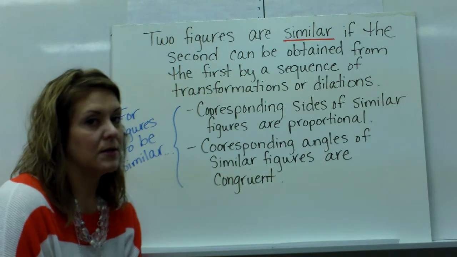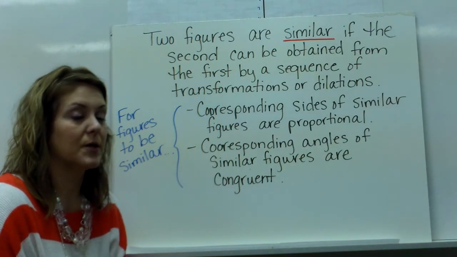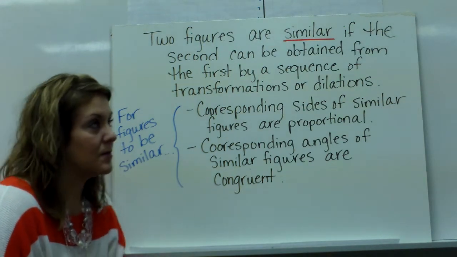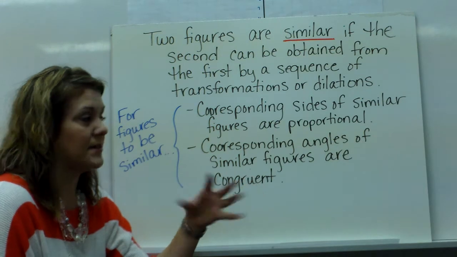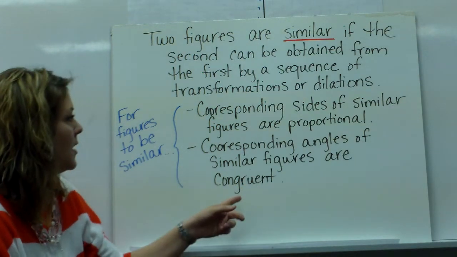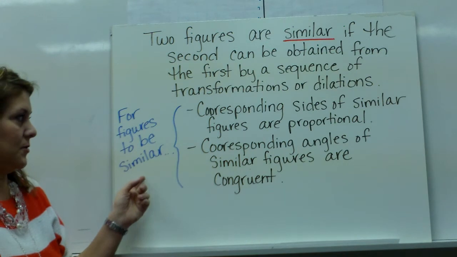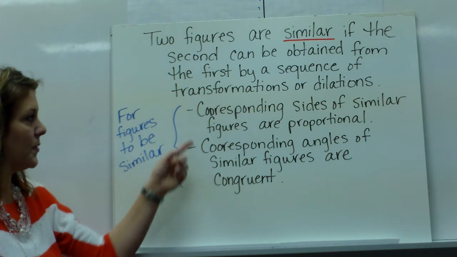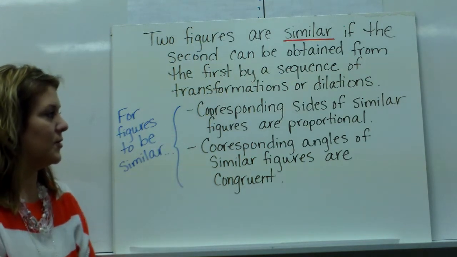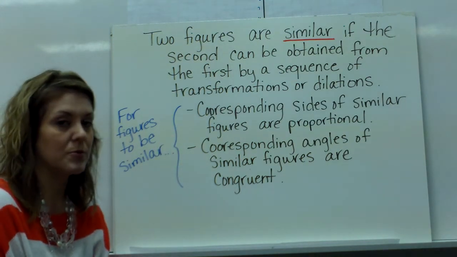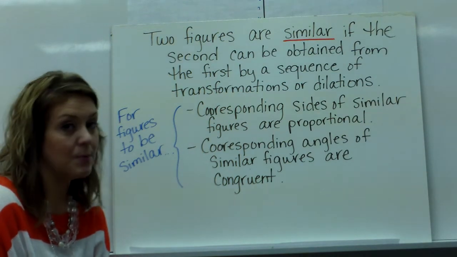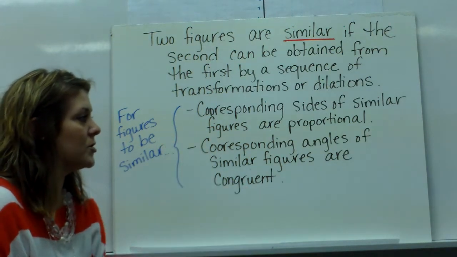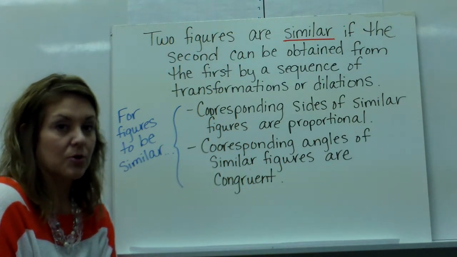Dilations do not necessarily give you a congruent figure, because a dilation will make your figure either larger, an enlargement, or a reduction. In what we're going to look at today, dilations do give you similar figures though. For figures to be similar, these two specific things need to occur. Corresponding sides of similar figures need to be proportional. So if the corresponding sides are all proportional, the same proportion or the same ratio, then they are going to be similar. Corresponding angles of similar figures are congruent.